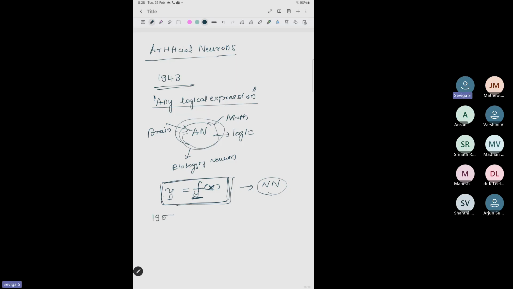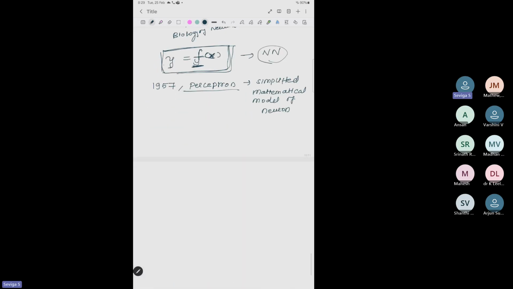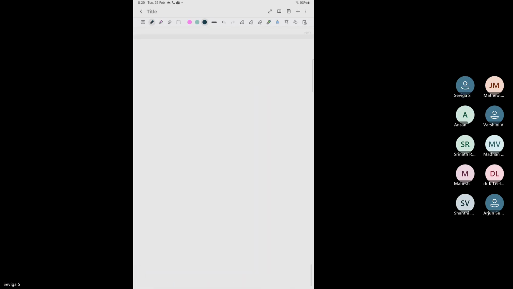So in 1957, the perceptron was introduced for the first time. It's a simplified mathematical model of a real neuron. What it has is a number of inputs.